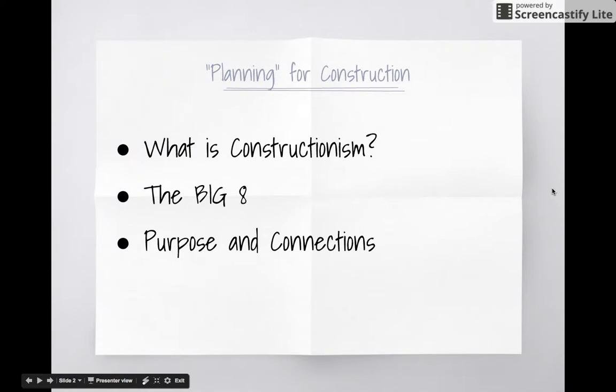In taking a look at what these specific slides are going to be offering you today, I wanted to go into what is constructionism. I want to talk about the big eight ideas surrounding constructionism, and also the purpose and connections we can make with this learning theory.